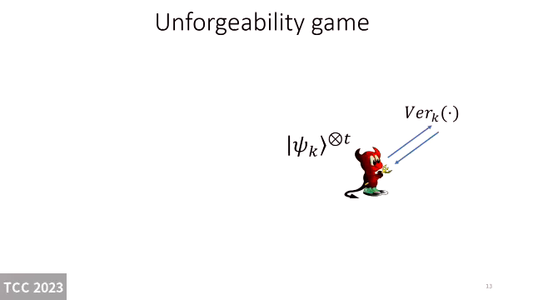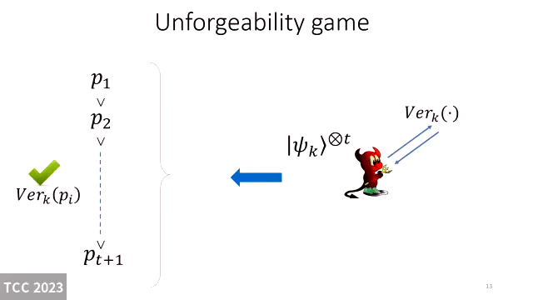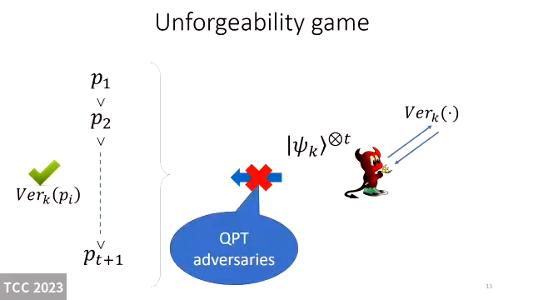So the adversary has access to the verification oracle. Think that the challenger sampled a key K and gave oracle access to the verification with respect to key K, and also gave T copies of the state psi K. Now this T is some polynomial that the adversary can choose, and then the adversary wins if he manages to produce T plus 1 distinct proofs that pass verification. And we say that this scheme achieves unforgeability of proofs if there is no QPT adversary that can do this except with negligible probability.